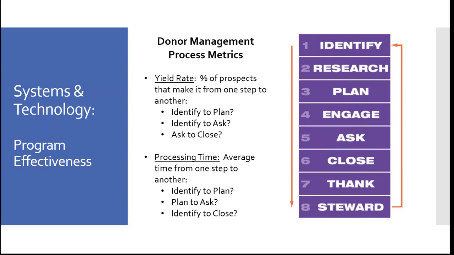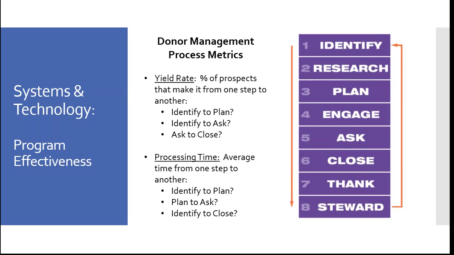Maybe it's because staff are least comfortable in this area, so it's the thing that they tend to put off and not focus on. We know that things are getting stuck there. Or, again, as we talked about with engagement, we know we're creating the plans, but then plans aren't getting enacted. So things like processing time and yield rate help us to actually look at where the bottlenecks are in our systems. Where are we falling short in terms of functionality?